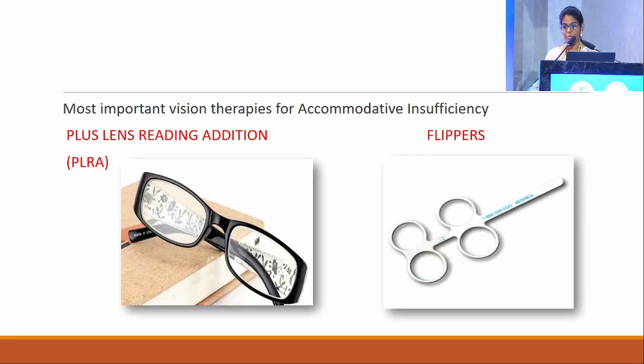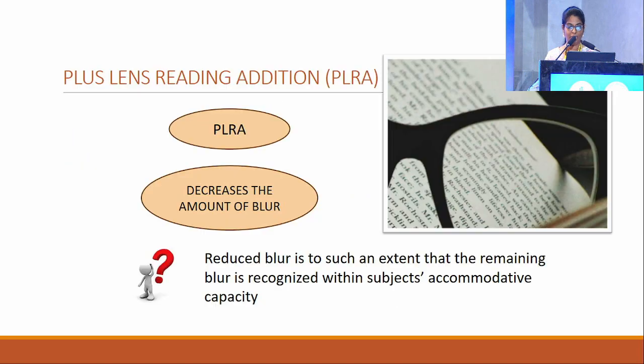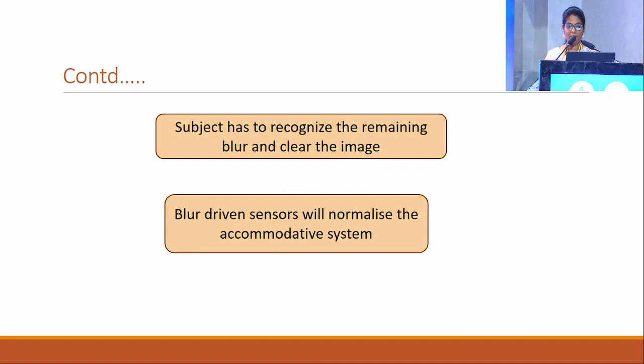Now, we'll discuss plus lens reading addition and flipper glasses. Coming to PLRA, how does it work? It decreases the amount of blur to some extent, and this remaining blur is identified within the subject's accommodative capacity. So when the subject identifies this remaining blur and tries to clear the image, the blur-driven sensors will stimulate the accommodative system and that will be normalized.